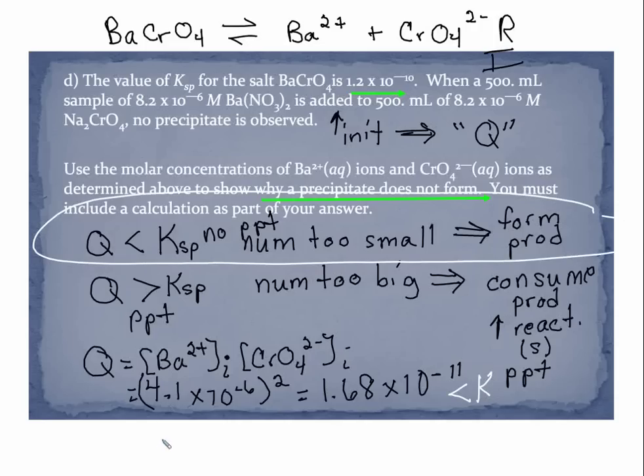So this is our argument here. We're not going to have a precipitate because the system can hold. Basically, you're not saturated is what this is telling us. The solution can hold more barium chromate, and so more would dissolve in this situation.